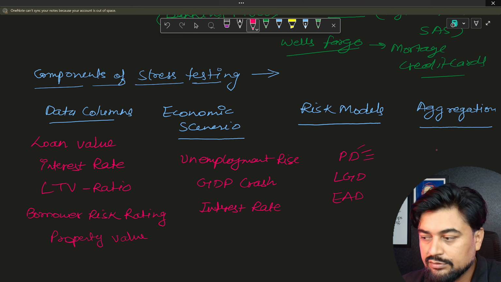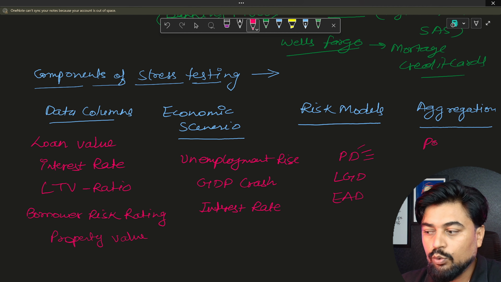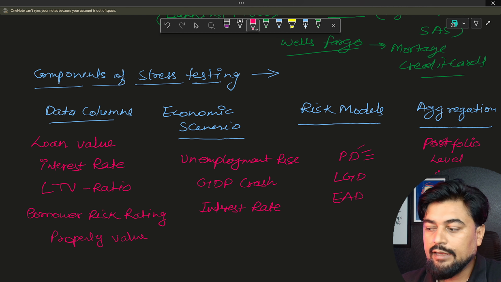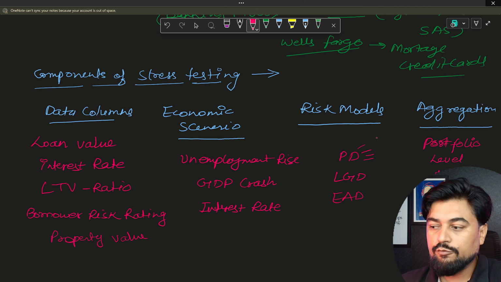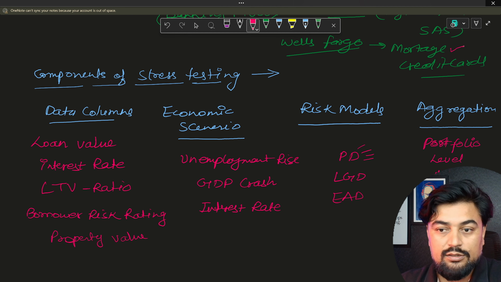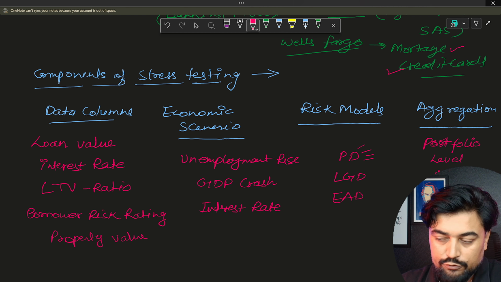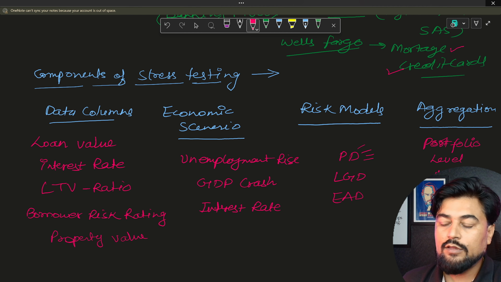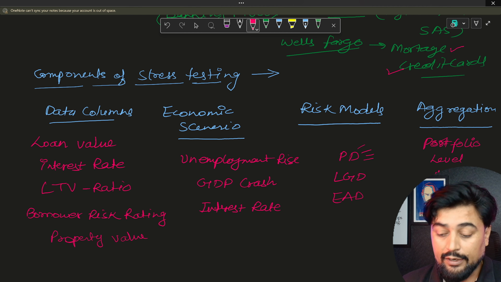What are the aggregations? Aggregation means portfolio level sums, portfolio level additions. Whatever calculation you perform on the basis of a portfolio, let's say mortgage is a portfolio, credit card is a portfolio. So this is the whole and soul basically of stress testing on a fundamental level.